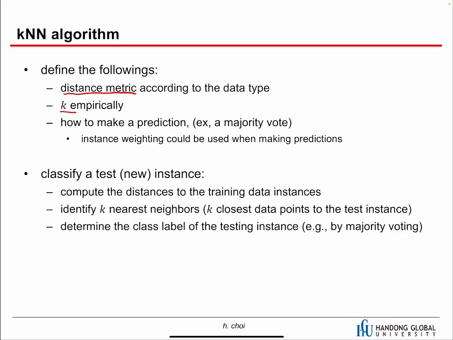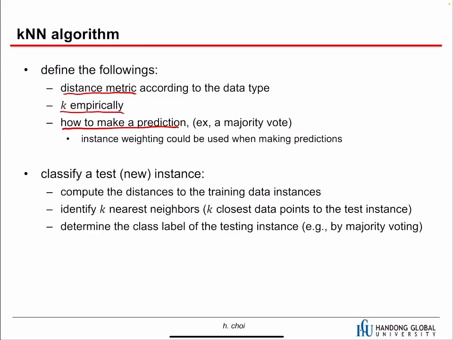And next, we have to define k. kNN is based on the k nearest neighbors. Okay, so k is a hyperparameter. We have to give this number in advance. And the last one is a way to make a prediction.